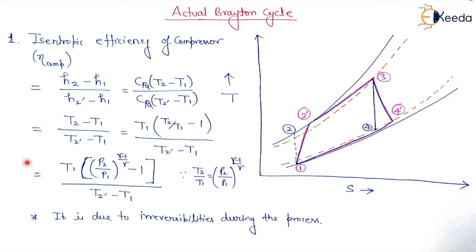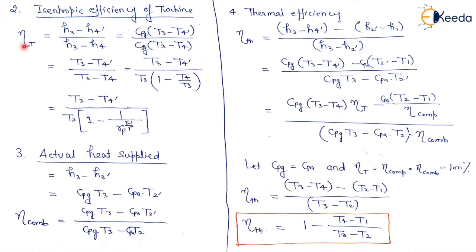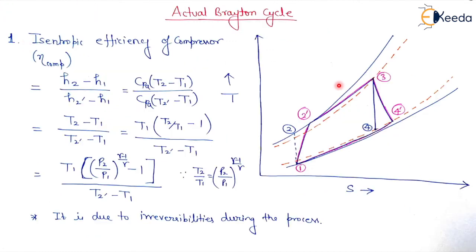Okay. I have already explained that due to the irreversibilities inside the system, there are certain losses in the system, and so we calculate the isentropic efficiency. This is the isentropic efficiency for the compressor. Now let's see the isentropic efficiency for process 3 to 4, that is, for the turbine. In this case also, I have already told you that you have to remember less by more.